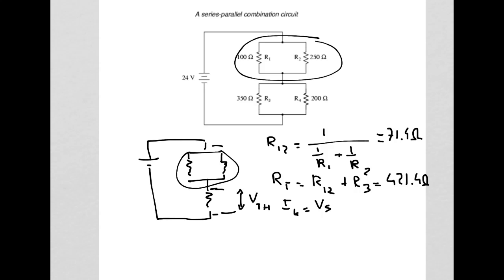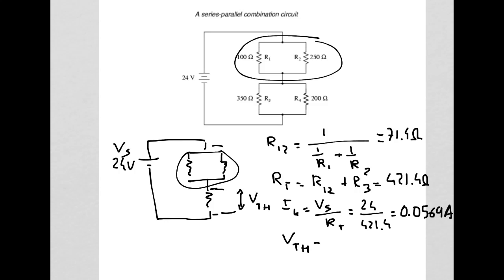We are still working with VS, 24 volts, over RT. Be careful here, you have 24 over 421.4. So that gives you 0.0569 amps. And you finish up, now that you know the current in your circuit, VTH is R3 times IT. And you found there 19.9 volts. That's your VTH.